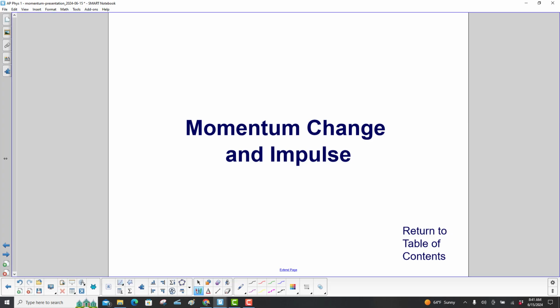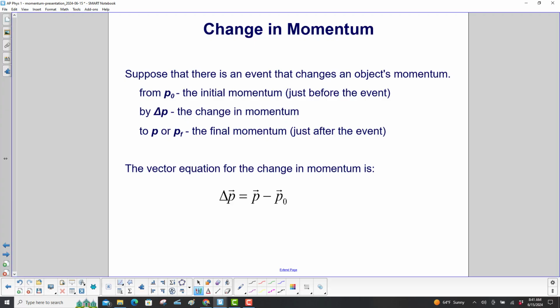Momentum change and impulse. Suppose that there is an event that changes the object's momentum from p0, which is the initial momentum just before the event, and that's a vector, see it's in bold type, and it changes by delta p, the change in momentum. Finally, it becomes the final momentum, p or pf, either one, and that's just after the event. The vector equation for the change in momentum is delta p is the final momentum minus the initial momentum.